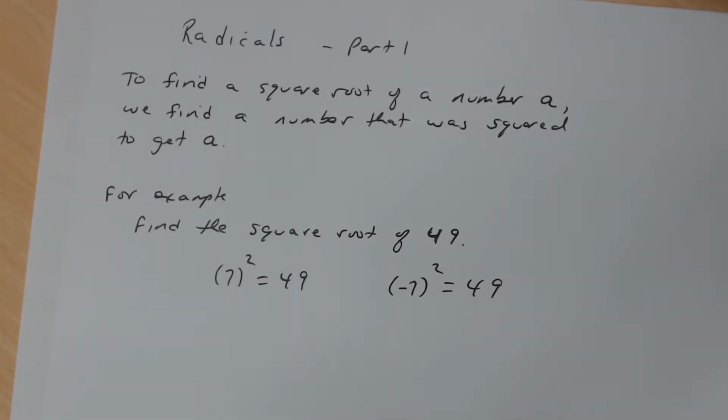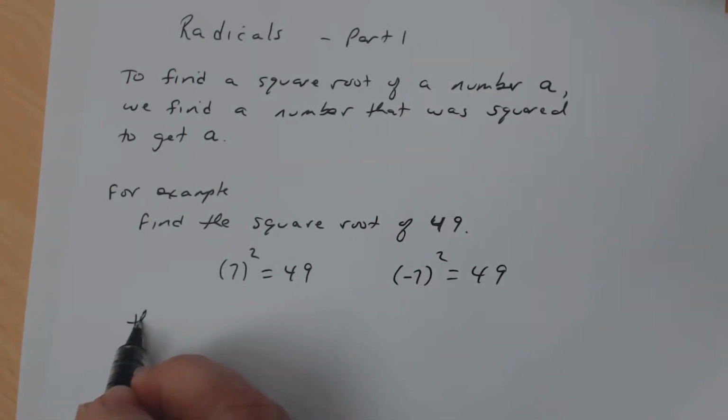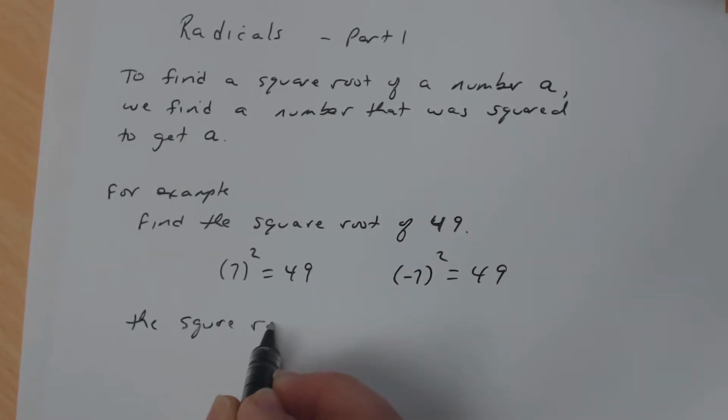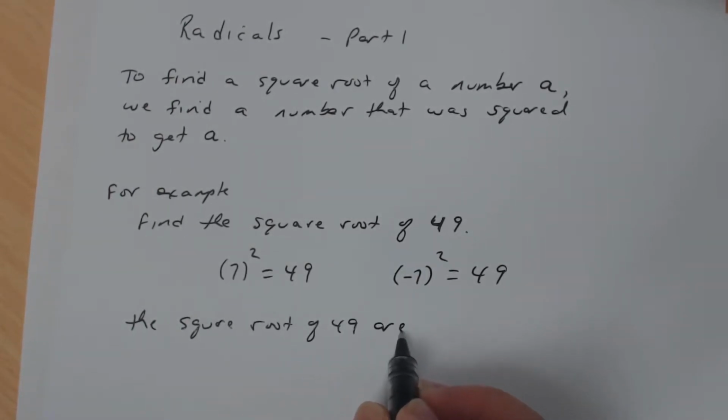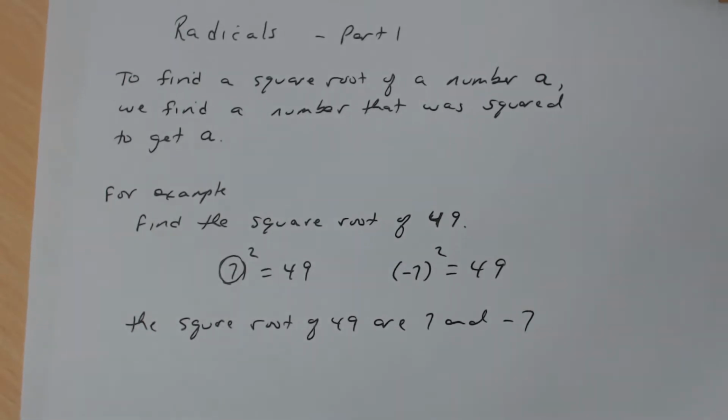Okay? All right. So then we say the square roots of 49 are 7 and negative 7. So there are two square roots of 49, 7 and negative 7. So if someone says, find the square root of 49, you've got to think in your mind, well, what squared equals 49? 7 and negative 7. So the square root of 49, there are two of them, 7 and negative 7.